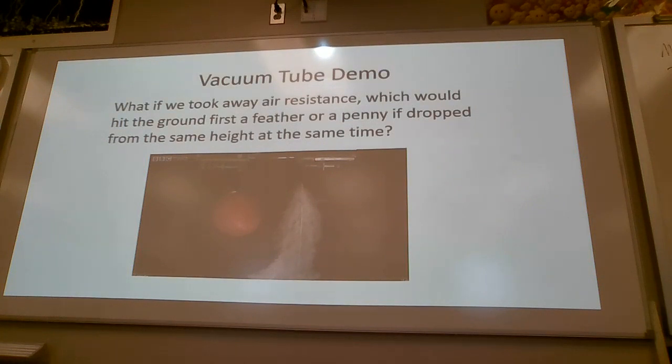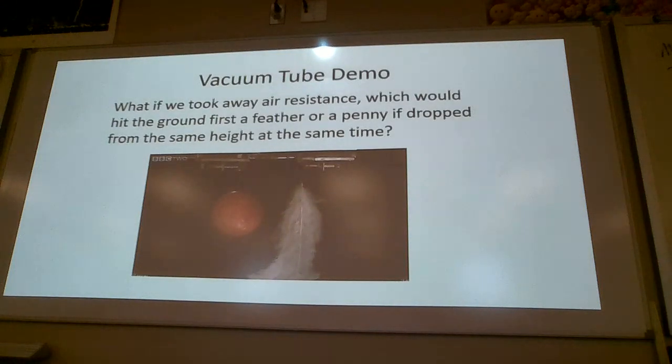If we took air resistance away, sucked out all air molecules, and we dropped a feather, and we dropped a penny, or in this case, a bowling ball, which one's going to hit the ground first? This experiment was done in the world's largest vacuum chamber. It's like the size of a silo.